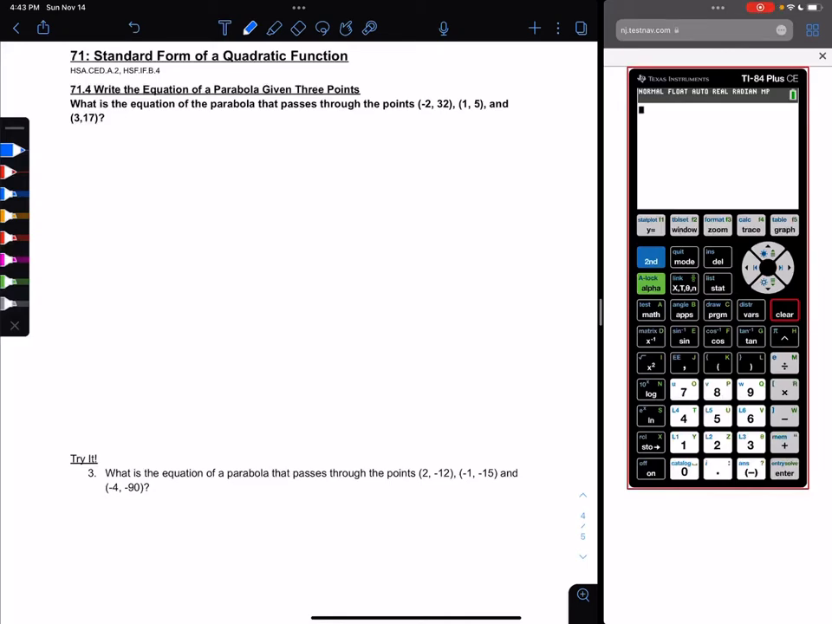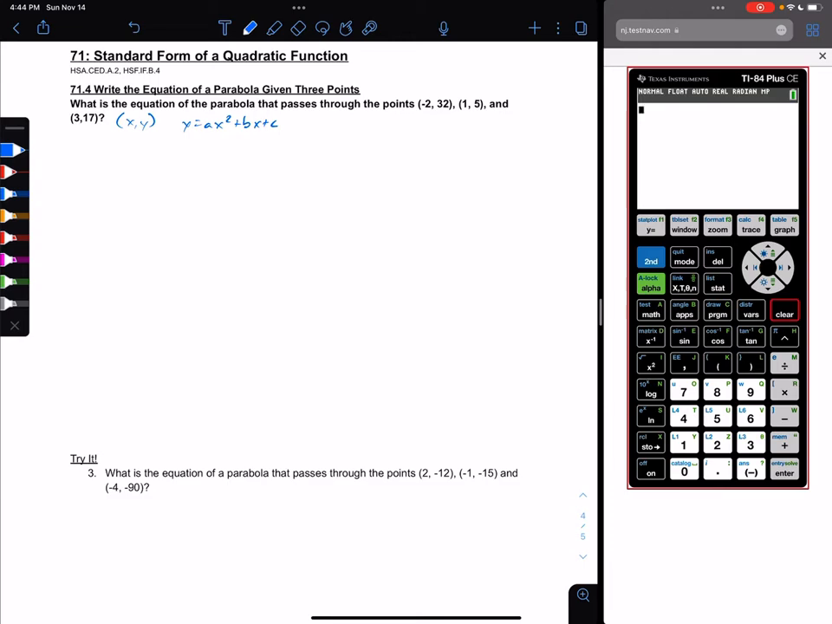In this video, we're going to look at topic 71, example 4, write the equation of a parabola given 3 points. What is the equation of the parabola that passes through the points (-2, 32), (1, 5), and (3, 17)? Okay, so we want to remember when you have points, they're written in the form (x, y). And since this is the standard form section, we're probably going to be using standard form. And by probably, I mean we are. So you have y equals ax squared plus bx plus c.